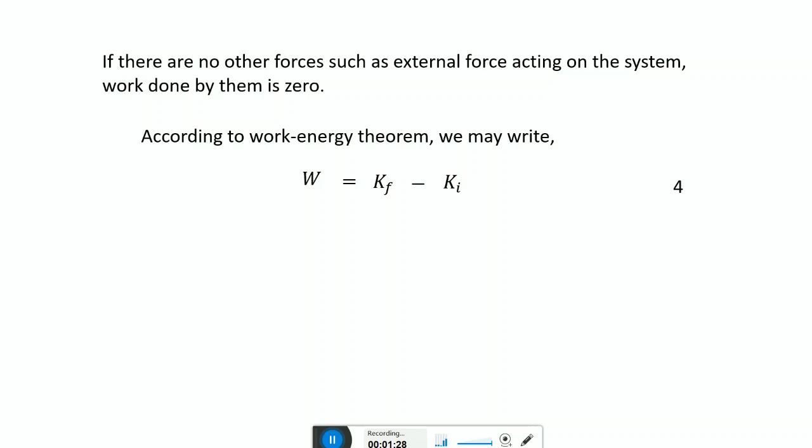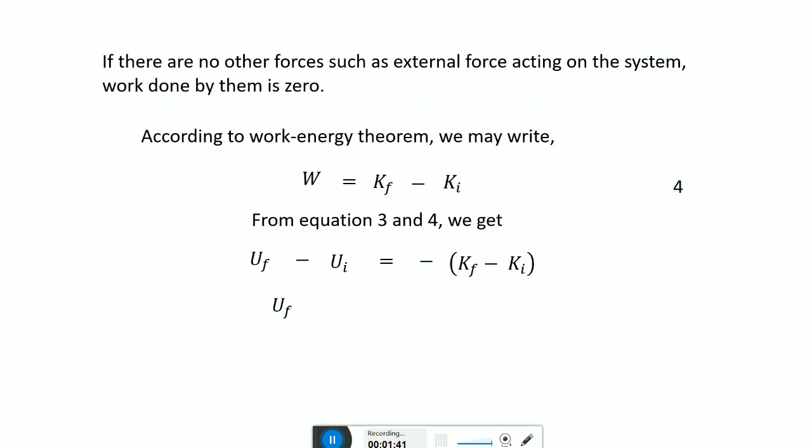This is equation number 4. From equations 3 and 4, we get Uf minus Ui is equal to minus (Kf minus Ki), or Uf minus Ui is equal to minus Kf plus Ki. Means Uf plus Kf is equal to Ui plus Ki, means equating initial and final terms.